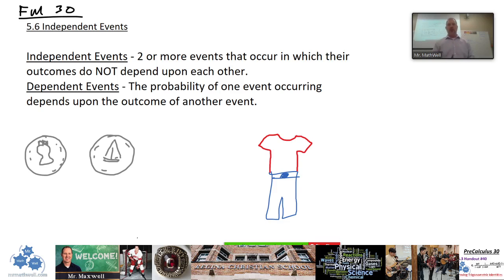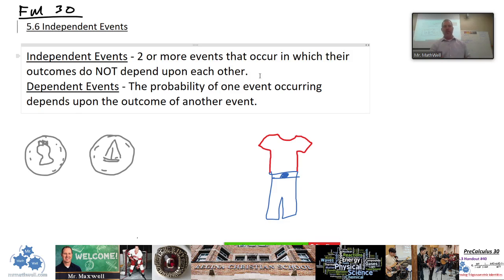All right, so let's talk about independent and dependent events. We need to know the difference between those two, and we need to know that well in order to tackle some of the math a little bit later. So an independent event: these are two or more different events that occur in which their outcomes do not depend on each other. So they're totally separate.